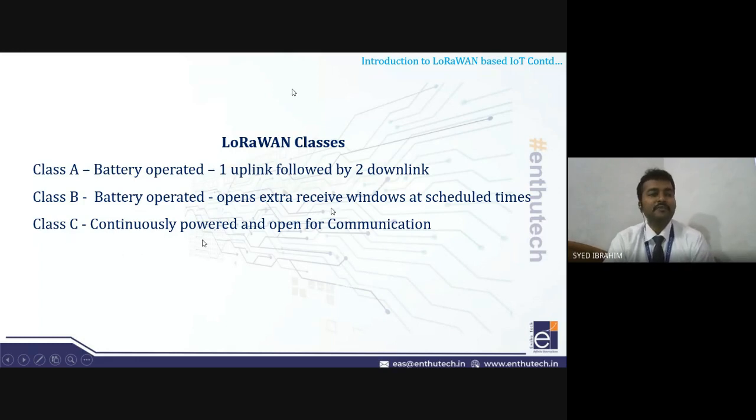And class C, as we all know, is continuously powered, like our electricity connection to our home. It is continuously powered and it is available 24/7 for communication.